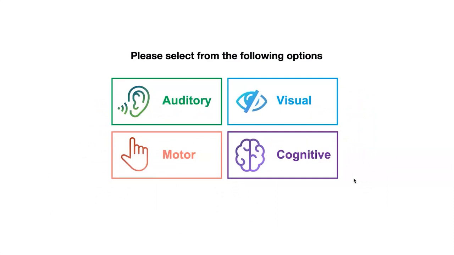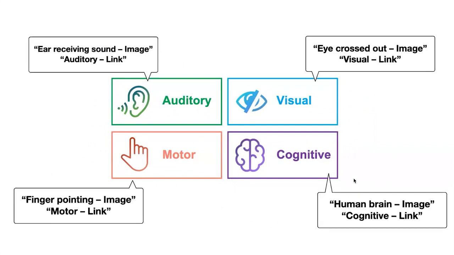Imagine that these 4 icons or these 4 options from this talk were on a web page and I wanted to make them accessible. You might think you add alt text for all of those icons, and you would be terribly, terribly wrong. If I was to do so, we would get something like this. It would say, ear receiving sound, image, auditory, link, or eye crossed out, image, visual, link. And this is how a screen reader would see this.